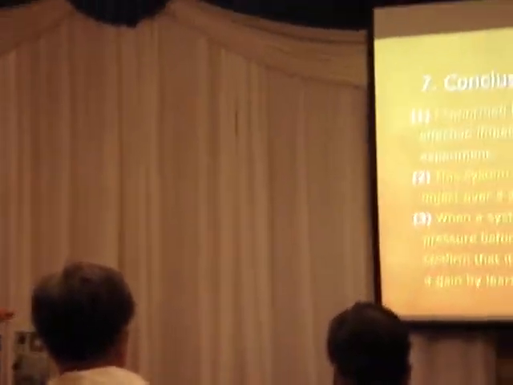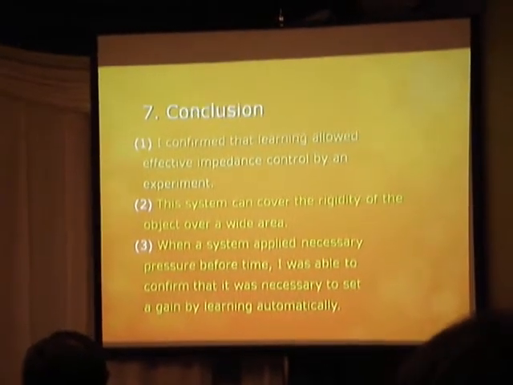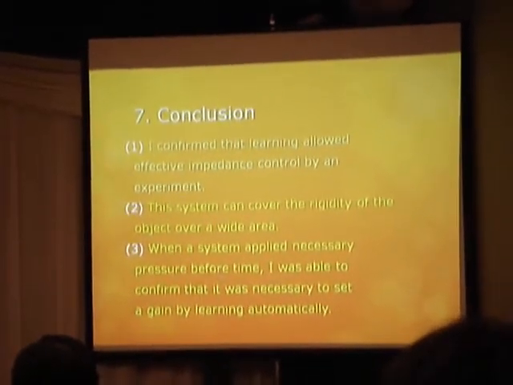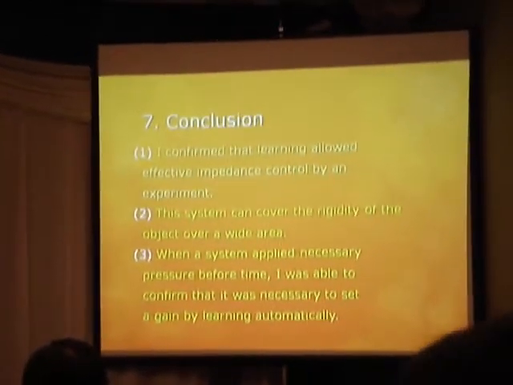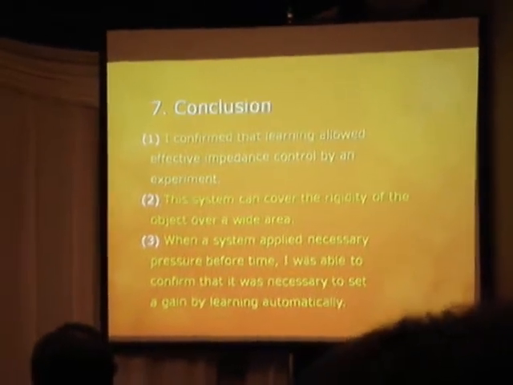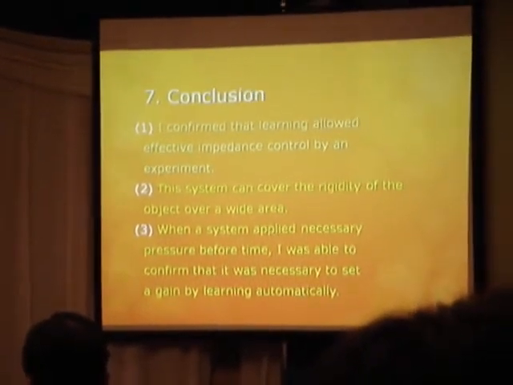Conclusion. 1. I confirm that learning allows effective distance control by experiment. 2. This system can cover the rigidity of the object over a wide area. 3. When the system applied the necessary pressure, I was able to confirm that it was necessary to set the gain by learning automatically.